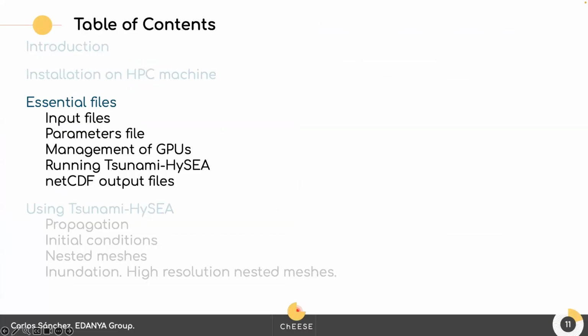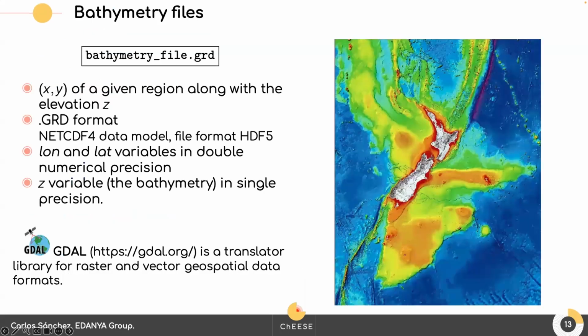Okay, so once we have Tsunami-HySEA installed on our machine, in our case on an HPC cluster, how do we go about launching our first simulation? What are the main ingredients that we need? Let's start talking about the inputs. One of the main ingredients is the bathymetry or topobathymetry files required for a Tsunami-HySEA simulation.